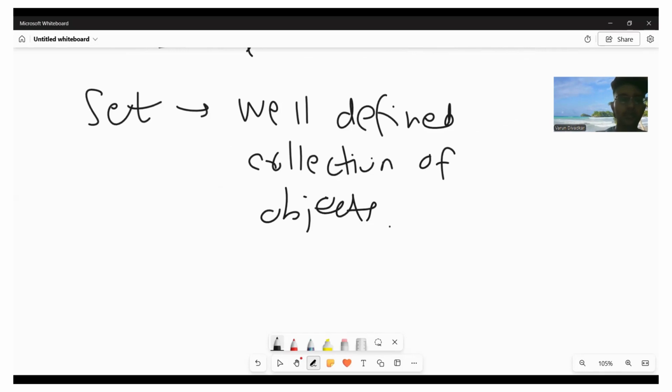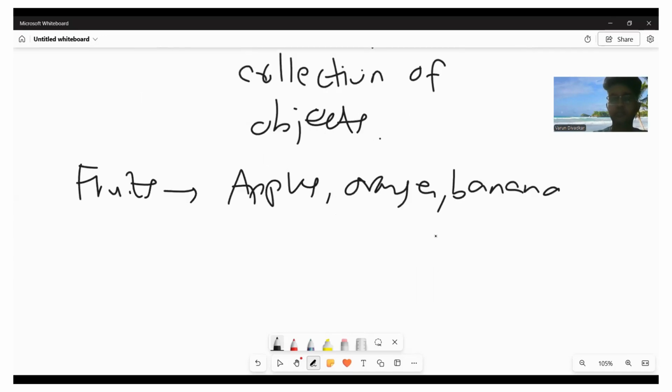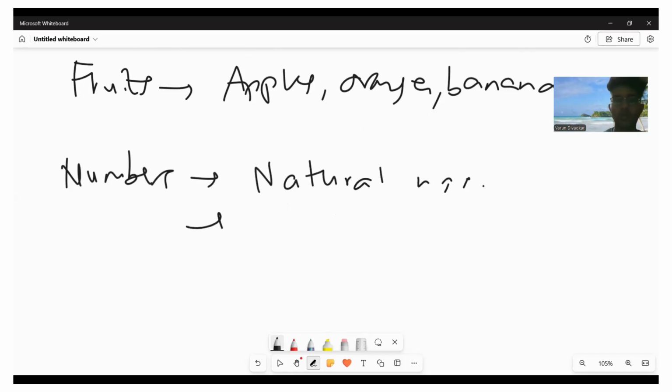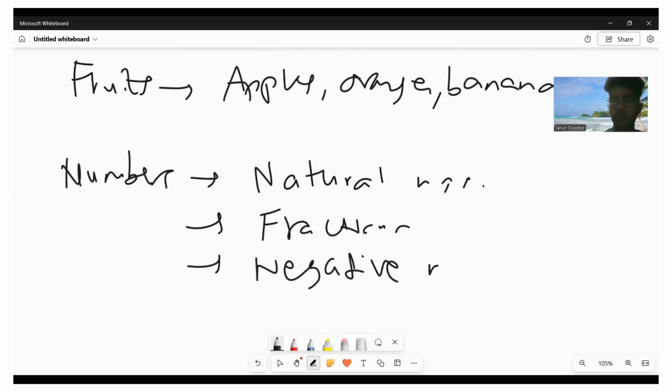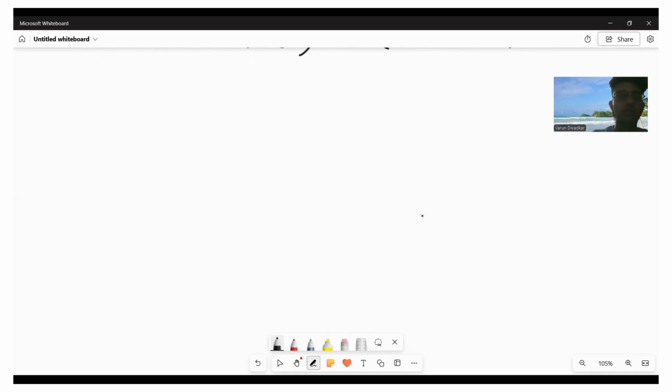It can be like, say, fruits, like, say, apples, orange, banana, right? Or it can be, like, say, numbers, right? Maybe say only natural numbers or only fractions or only negative numbers, things like that, right?